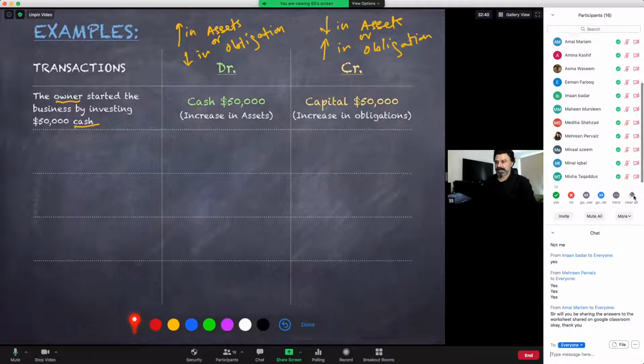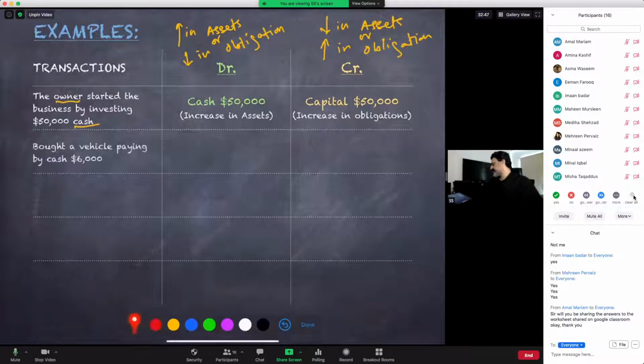Excellent. Now you are going to solve the next transaction one by one. The next transaction is: bought a vehicle paying by cash, $6,000. You need to break it down into a debit part and a credit part based on the guidelines that we have derived earlier from the mathematical rules of the accounting equation. So write your answer in the chat box. What do you think should be debited? Use DR for debit and CR for credit.